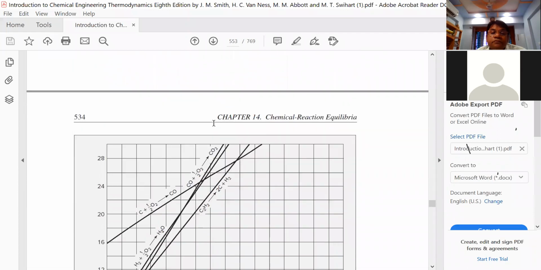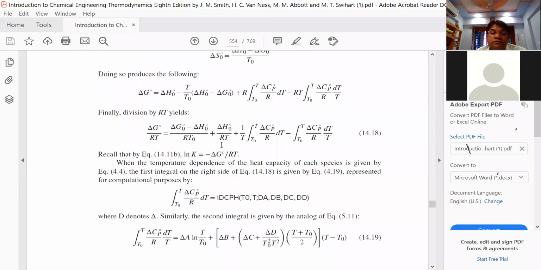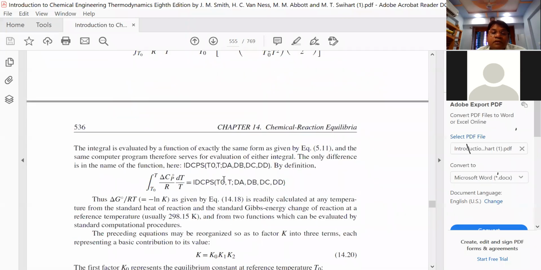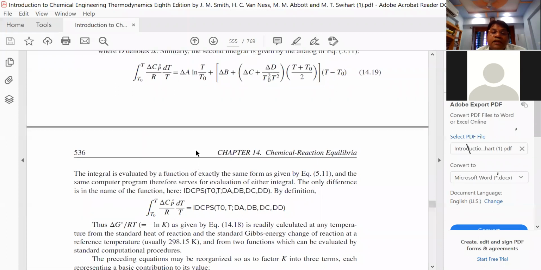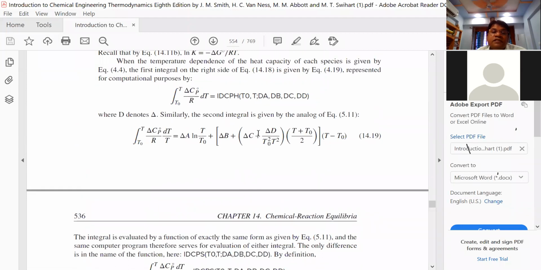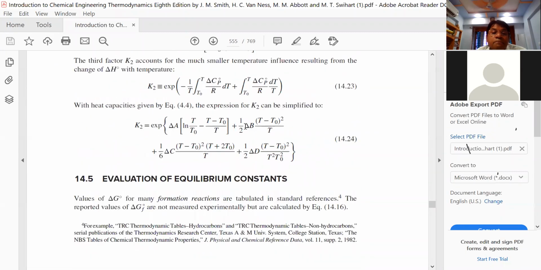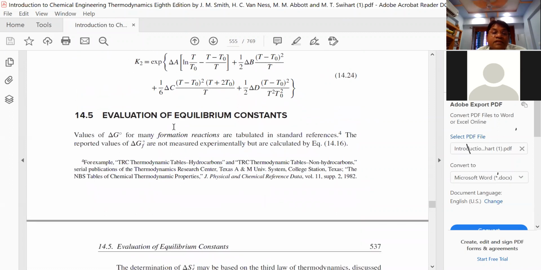Up to this is okay. Then next, there are some relations given with respect to Cp. We know delta H, the heat of reaction, is a function of Cp, and Cp can be expressed in terms of constants, that is Cp is equal to A plus BT plus CT squared plus DT cubed, something like that. In those cases, these are required. Next class, maybe tomorrow, we will see the evolution of equilibrium constants.